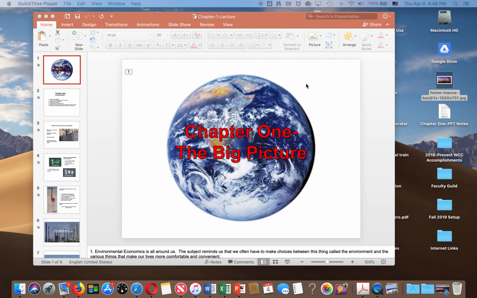Here is slide one, and we have chapter one, the big picture. Environmental economics is all around us. The subject reminds us that we often have to make choices between this thing called the environment and the various things that make our lives more comfortable and convenient. Natural resources and natural resource management both define and provide constraints for how to use the Earth's resources. It's very important to use the goal of efficiency to guide decision making. But a cost-benefit analysis is not often used to truly guide decision making, especially when it comes to the environment.